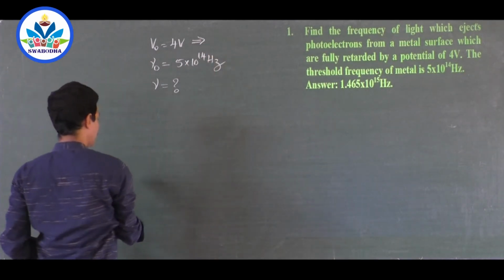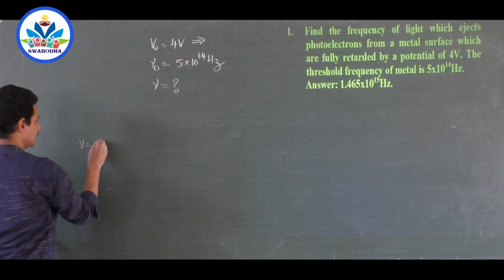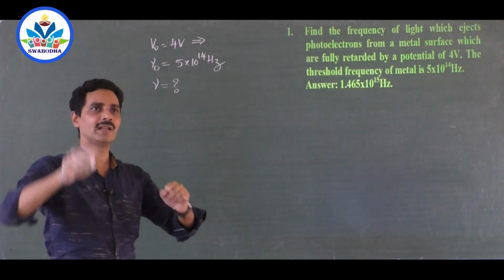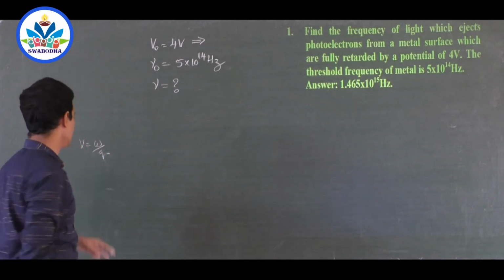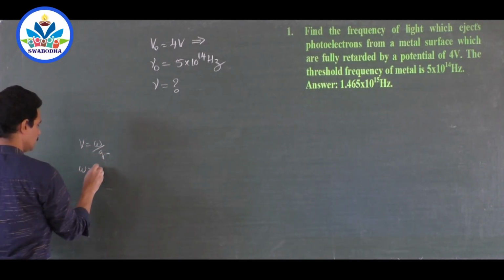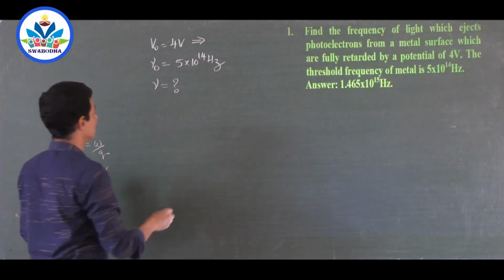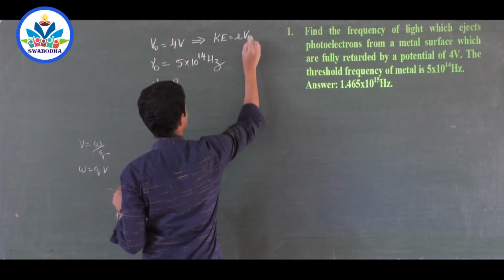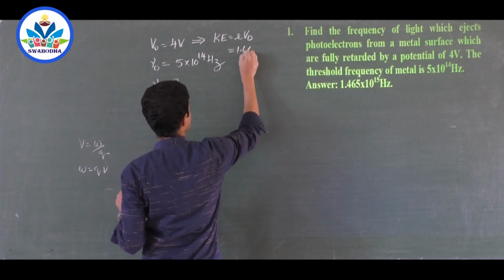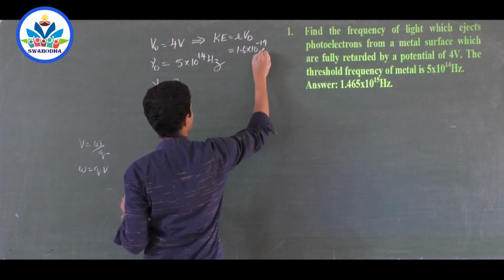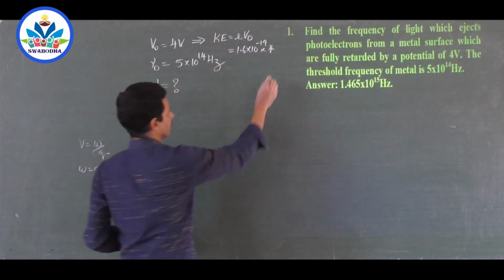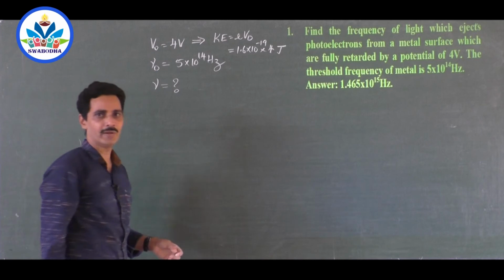You know that potential difference between any 2 points is the work done in taking the charge. Potential difference of a battery is the work done by the battery in sending the charges. W by Q. What is W? QV. So what is the kinetic energy of photoelectrons? Kinetic energy is equal to e V naught, that is 1.6 into 10 to the power minus 19 into 4 volt. I can write it, so many joules, right? You keep on writing it.